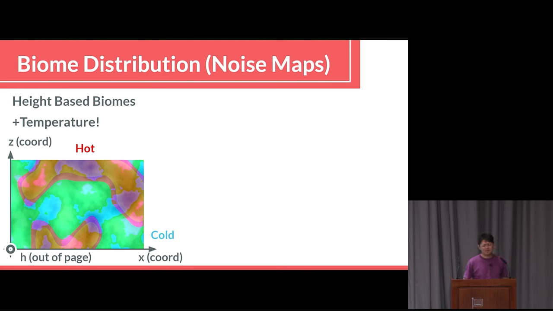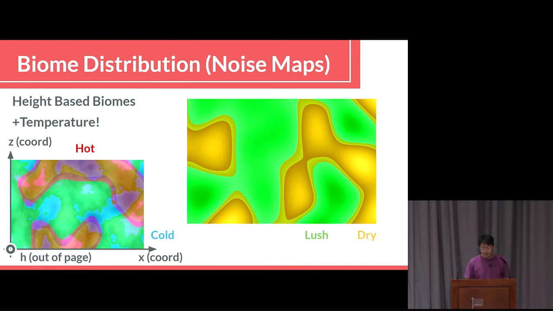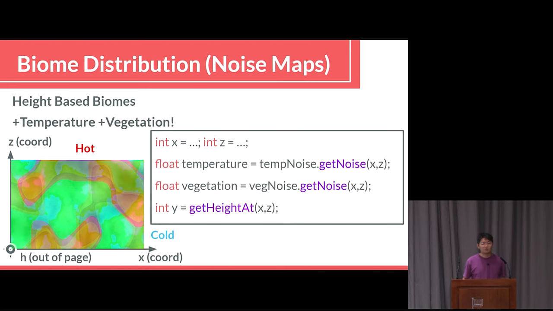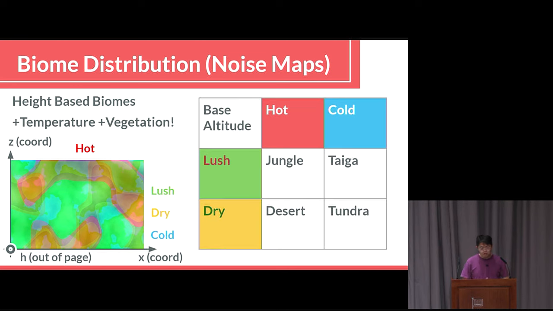But why stop at temperature? Let's add another one. What about vegetation? Heavily forested areas versus deserts or something. And we can layer that onto our biome map too. So now, for every X and Z coordinate, we have a temperature, a vegetation, and a height. And with these three parameters, we can begin distributing them evenly. We can use those values as array indices if we were to floor them or round them in some way.